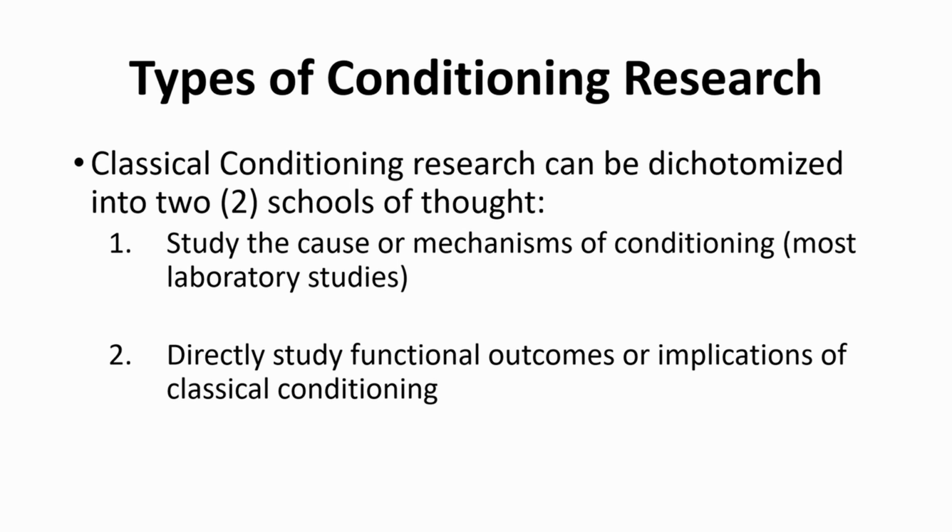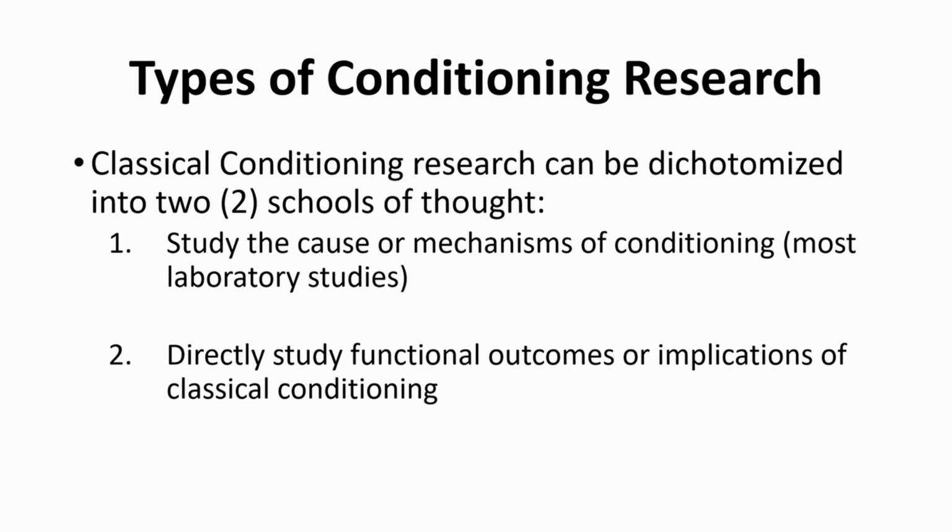All right, so now that we're refreshed on what classical conditioning looks like, and we've talked about the terminology, we want to talk about researching conditioning. So there tend to be two broad categories of conditioning research. The first of these are people who study the cause or the mechanisms that underlie that conditioning. Most laboratory studies fall under that category. Pavlov's work fell under that category. But not all research looks at mechanisms. Some research is going to look directly at studying functional outcomes or the implications of classical conditioning.